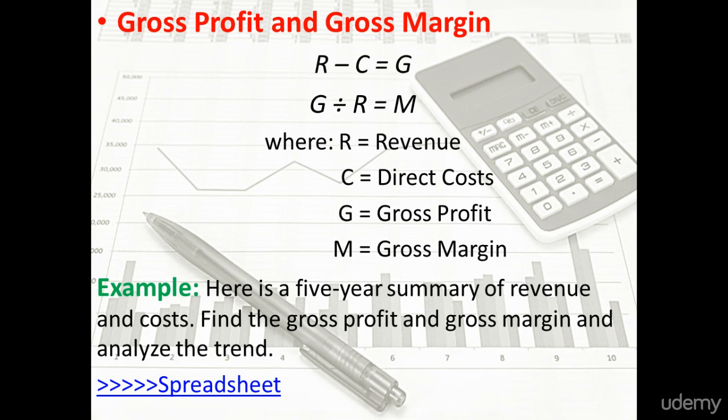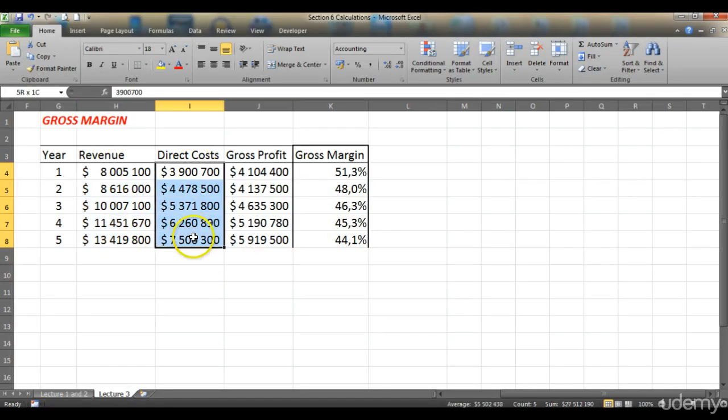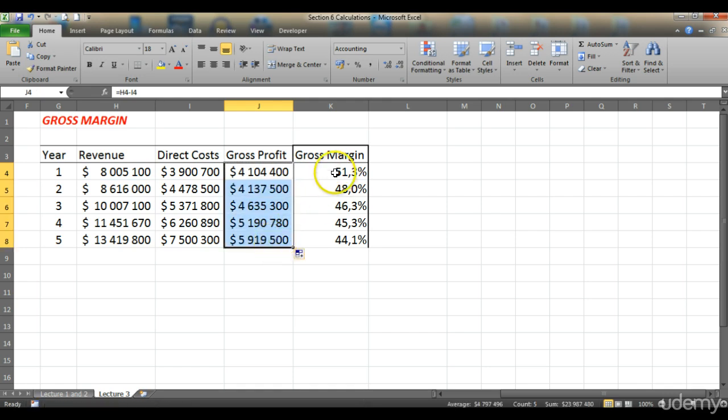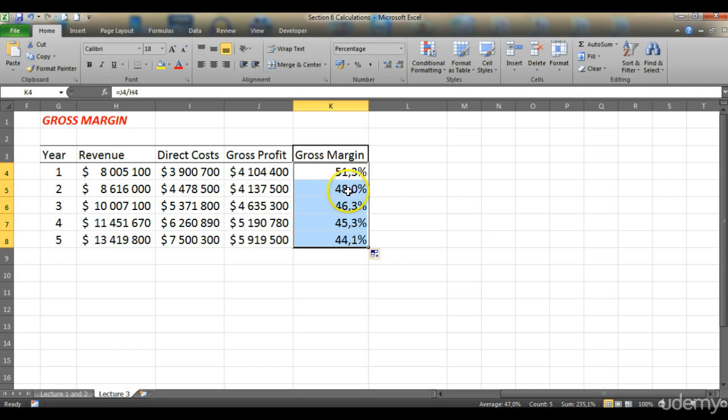Let's look at this example on a spreadsheet. Here is the data: revenues and direct costs for 5 consecutive years. Gross profit is the revenue minus direct costs. And when we drag the formula to the end, we will find for the next 4 years. Gross margin is gross profit divided by the revenue. The same way for the next 4 years. As you can see here, the trend shows that gross margin is eroding each year. This affects profits drastically. Let's see it.